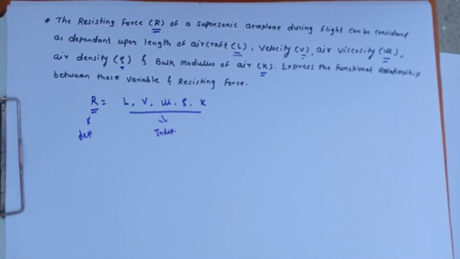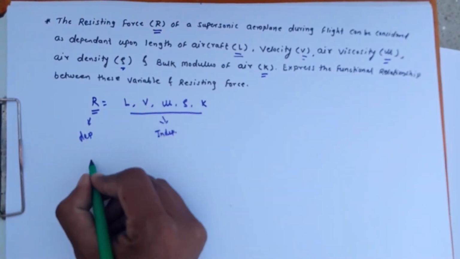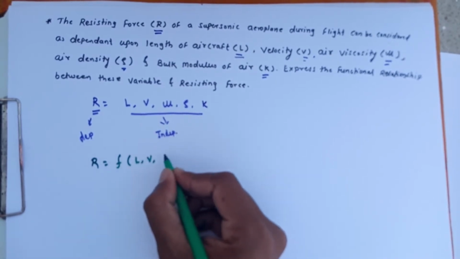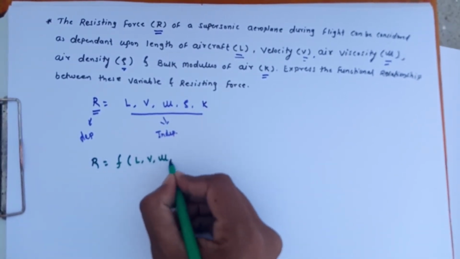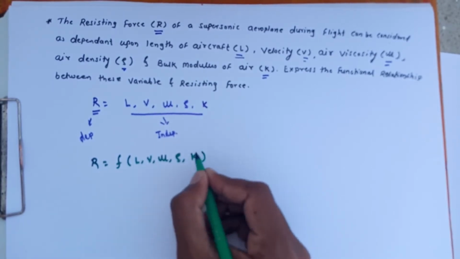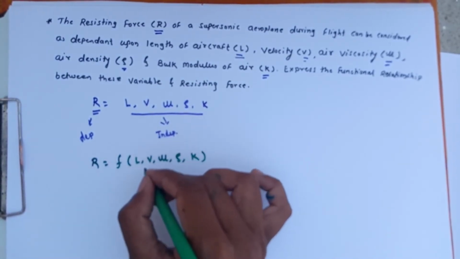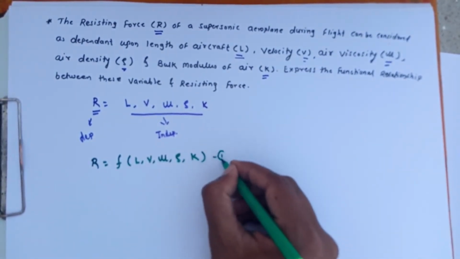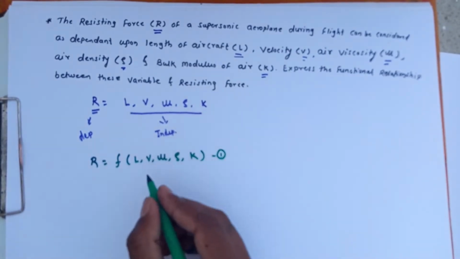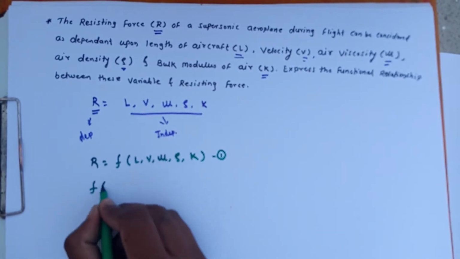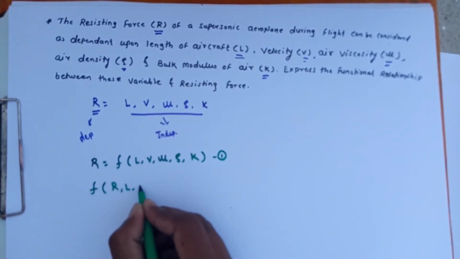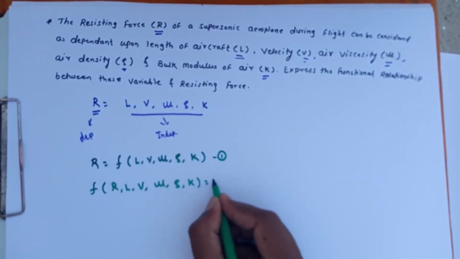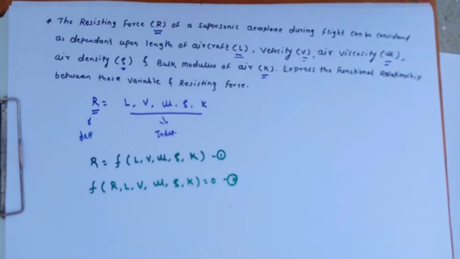So mathematically, as per the problem statement, R depends upon length of aeroplane, velocity of the air or aeroplane, dynamic viscosity, rho and K. So it can be expressed as R is a function of L, V, mu, rho, K. Suppose this is equation number 1. The same equation 1 can be written as a function of R, L, V, mu, rho, K is equal to 0. Suppose this is equation number 2.